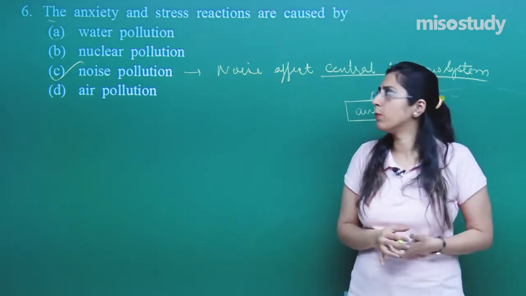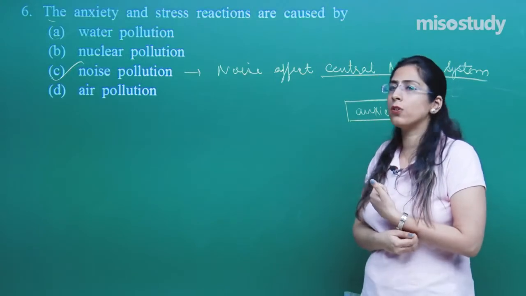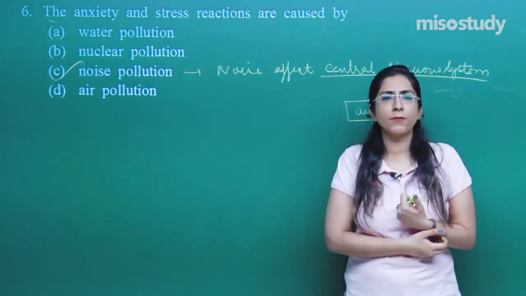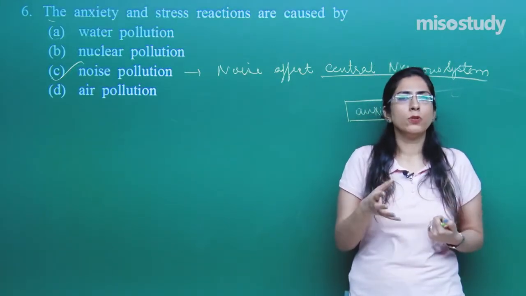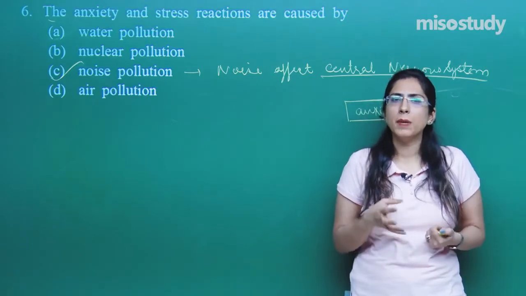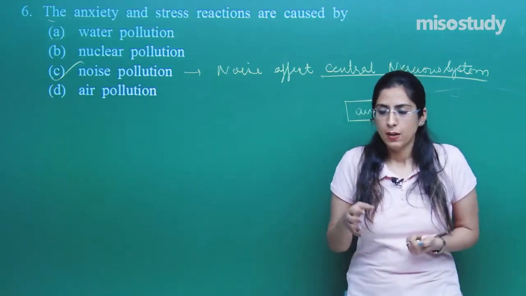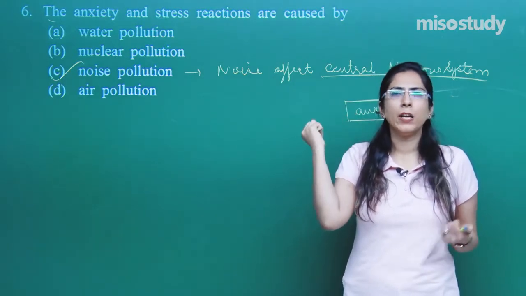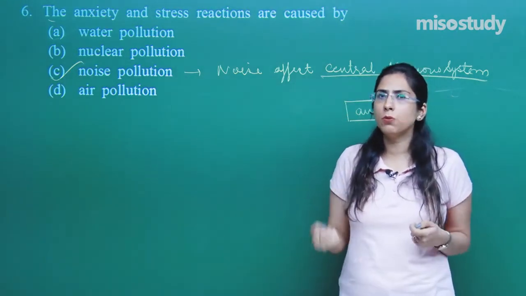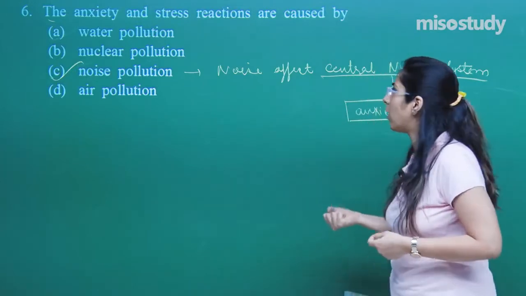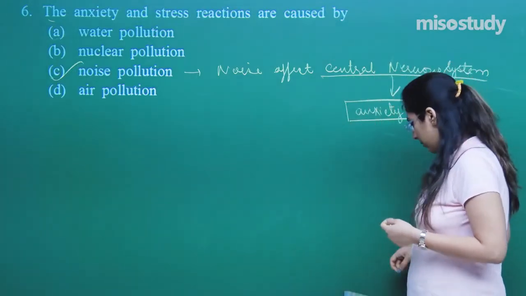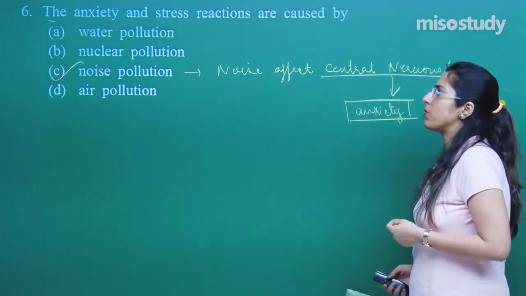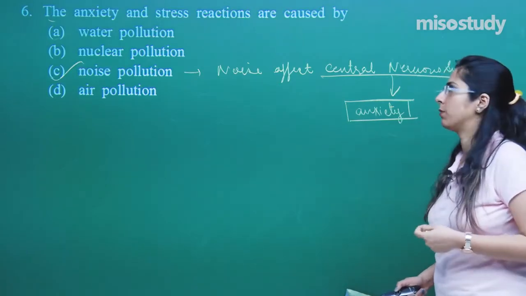Our nature will be very bad at that time. So, this is related to noise pollution, because we have some specific limits for noises, and noise is measured in decibels. Whenever we cross that limit, it becomes very bad for our ears. We don't feel good at that particular time. So, this is because of a stimulant in the central nervous system. So, the correct option is C, noise pollution.